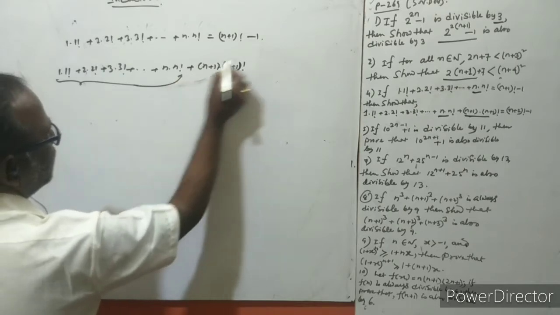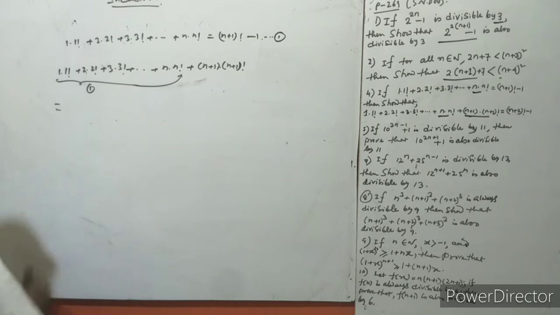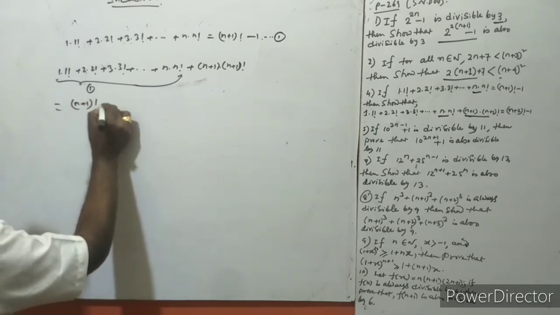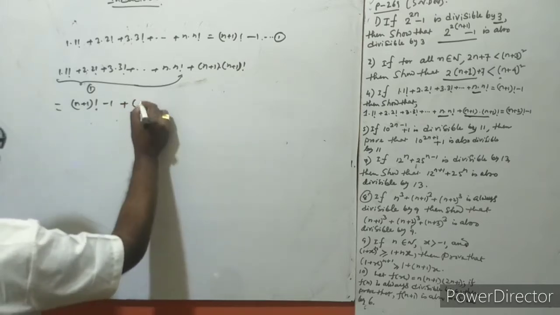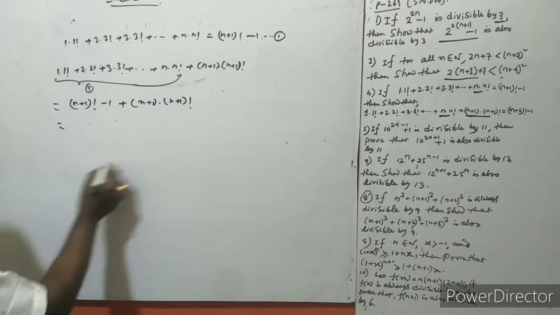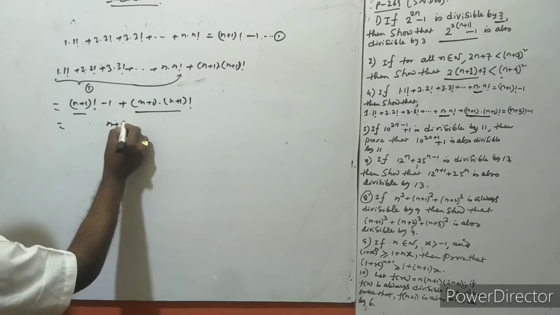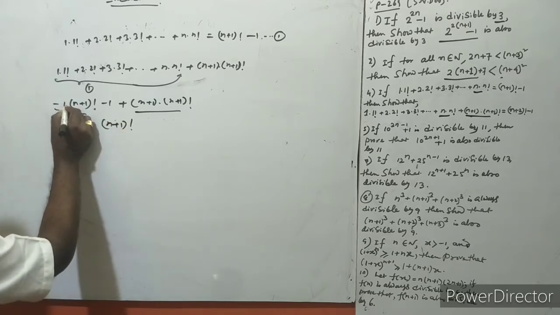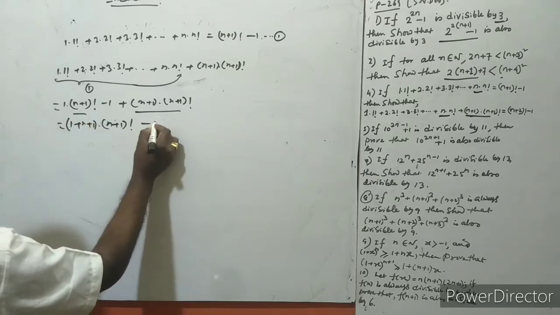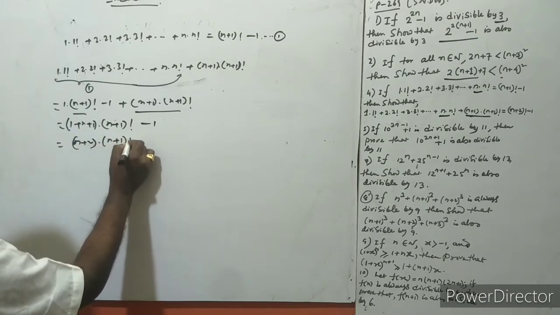From these two, this is condition 1. We substitute here (n plus 1) factorial minus 1, and this also has one more term, that is (n plus 1) into (n plus 1) factorial. Students, see carefully and take common (n plus 1) factorial. Then here is 1 and (n plus 1), and minus 1. So here is (n plus 2) times (n plus 1) factorial.